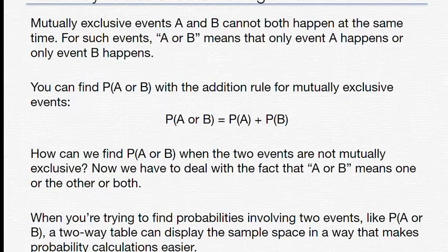So we had the addition rule for mutually exclusive events. Probability of A or B equals the probability of A plus the probability of B. But if A and B are not mutually exclusive events, then A or B means either A happens or B happens or possibly both happen. This does make our calculation a little bit more complicated, but using a two-way table can help make it a little bit clearer.